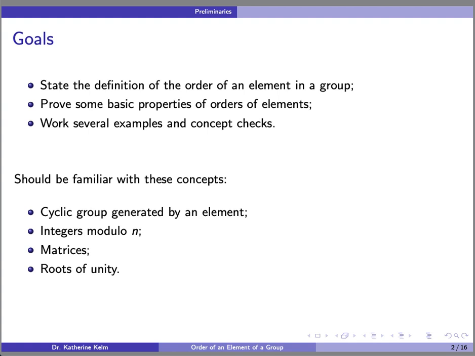For this video, you should be familiar with these concepts. The cyclic group generated by an element, along with the notation. The cyclic group generated by the element A is denoted in brackets, and this consists of all of the powers of A using the operation of the group G. Our examples will be drawn from the integers modulo n, from matrices, and from roots of unity.